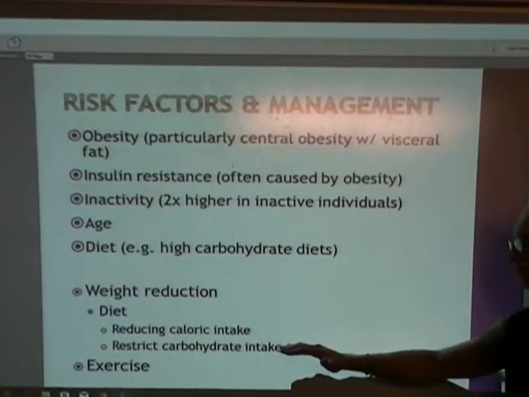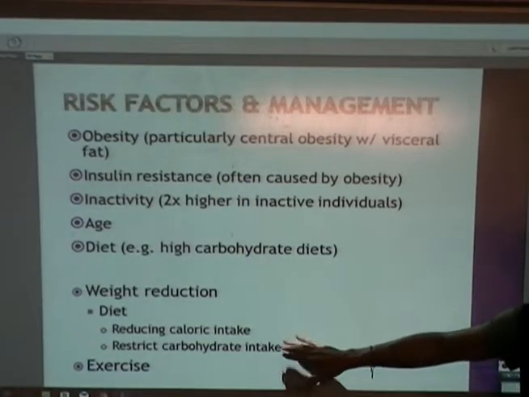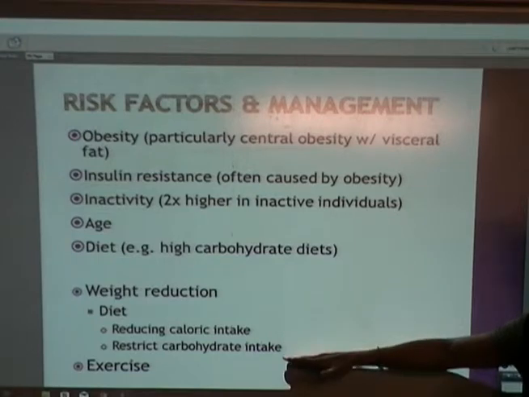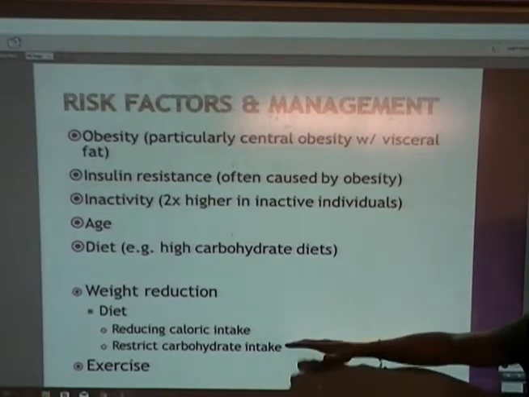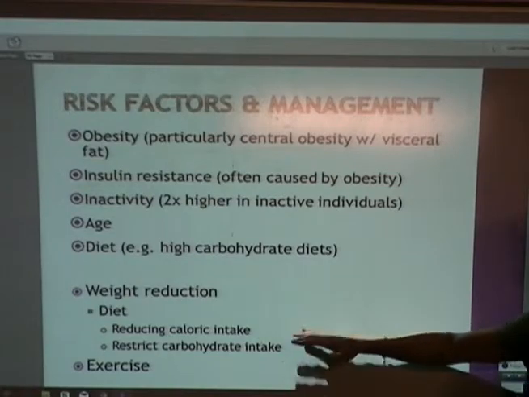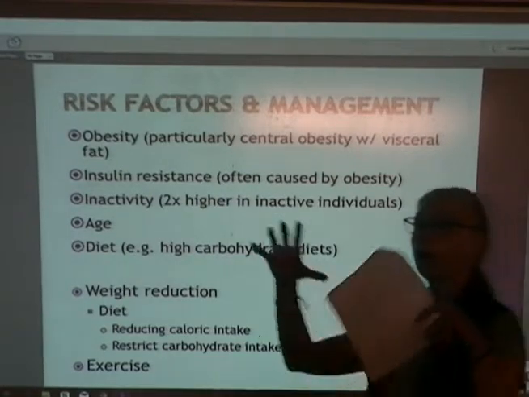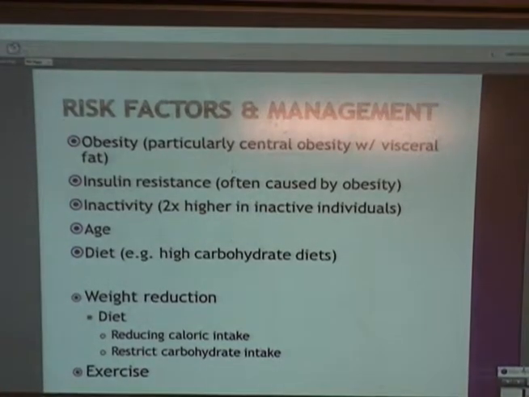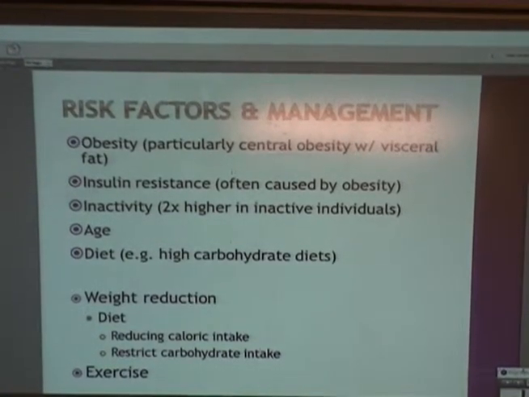We want to restrict some carbs, particularly simple carbs, right? The sugars, the fruit juices, the candy, the sodas. Make sure that the carbs they're eating are complex carbohydrates that are going to drip feed the bloodstream slowly.